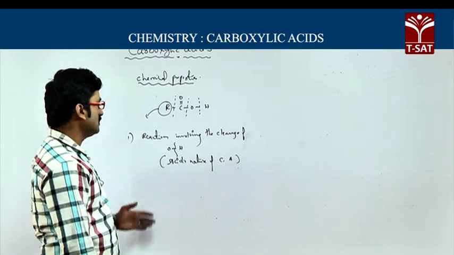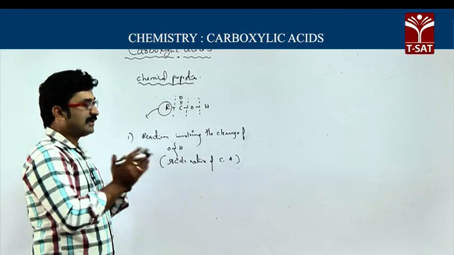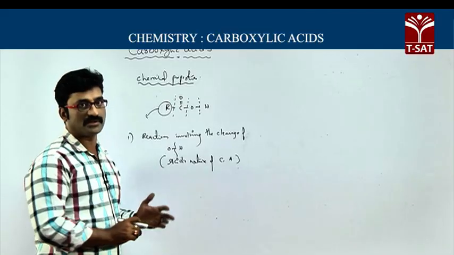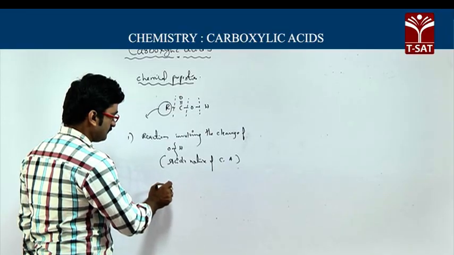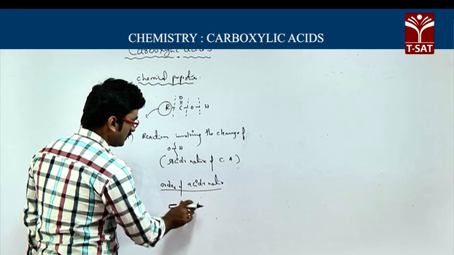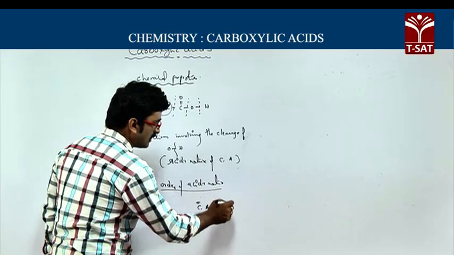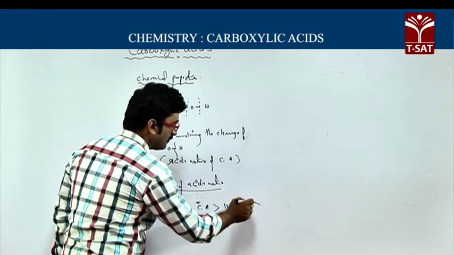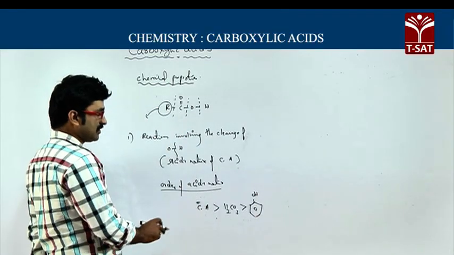Before discussing the acidic nature of carboxylic acids, first of all let us compare the acidic nature of carboxylic acids with alcohols, phenols, and carbonic acid. So the order of acidic nature is: carboxylic acids are more acidic than carbonic acid H2CO3, which is more acidic than phenol. This is very important, you have to remember this order.